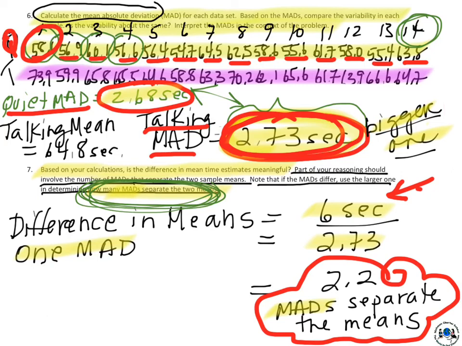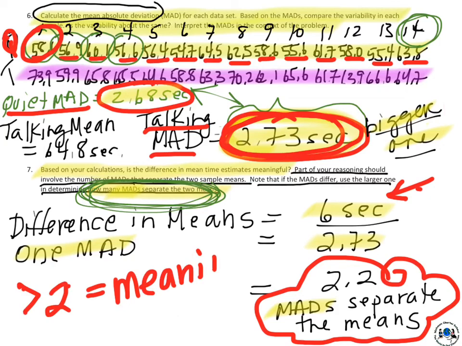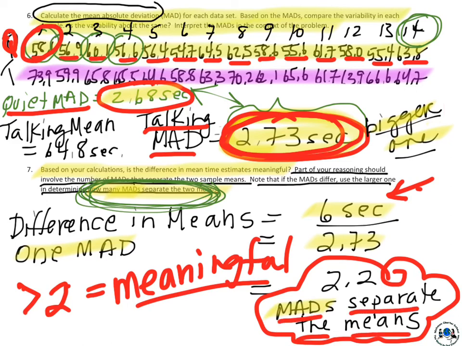Now, on the surface, that doesn't help us because we need something as a benchmark or a baseline, and that baseline is 2. So when the number of MADs is greater than 2, then it equals meaningful. When the MADs that separate those two means are more than 2, greater than 2, that means it is meaningful.